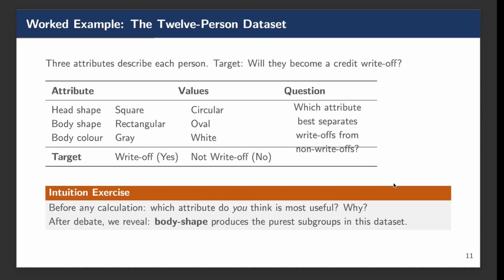We have seen the example with the 12-instance data set. We have attributes like the shape of the head, the shape of the body, and the color. So the question is, which one best separates the write-off from the non-write-off? You might want to debate about it. In this specific data set, the body shape produced the purest subgroup.